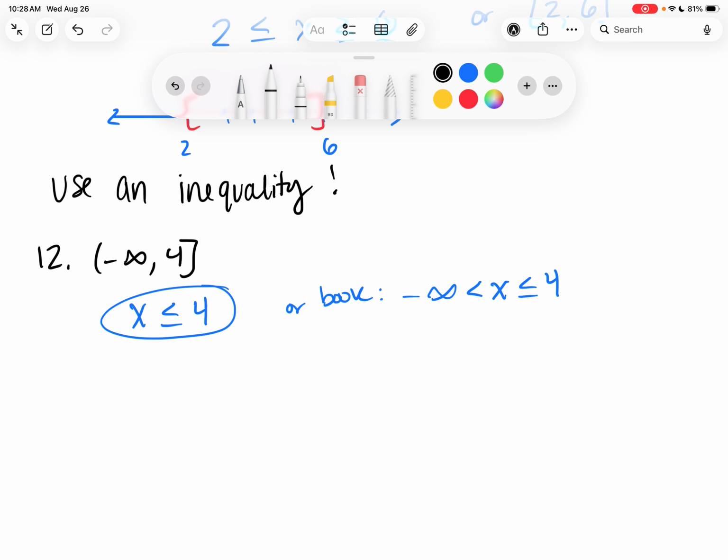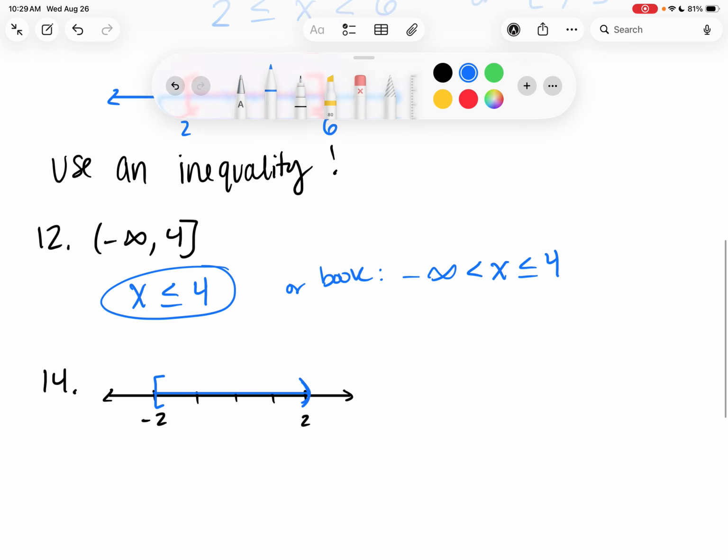14, they start us out with a graph. I'm not going to draw the entire thing. They have a lot of numbers on here, but -2, -1, 0, 1, 2, and it looks like there's a bracket at -2, a parenthesis at 2, and it's facing inward, like in between. And we're going to write this in inequality notation. So, how would I write this one?